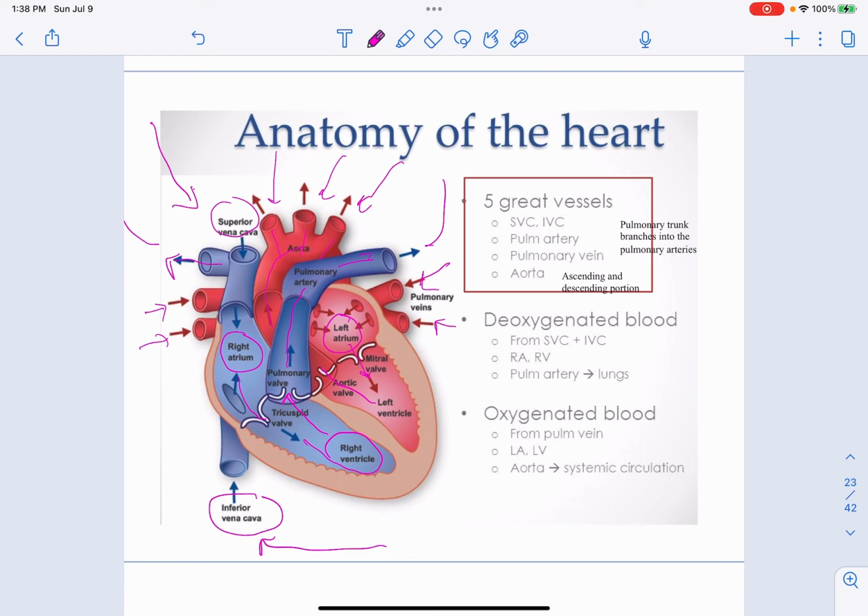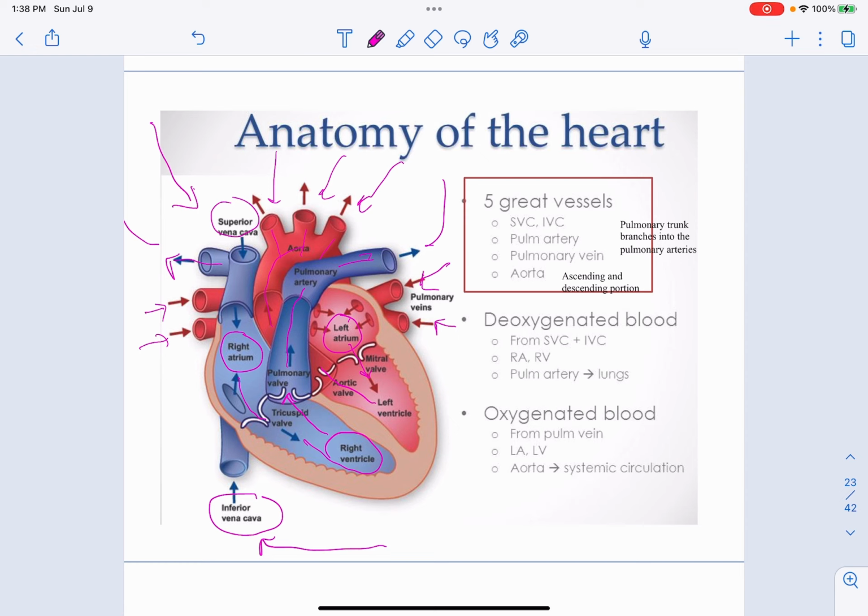I do have a little nifty video that I can show you on how to memorize the flow of blood in and out of the heart. You must be able to know exactly how it's flowing, pretty much how I just said it, and know all the valves of the heart, which ones it's passing as well.